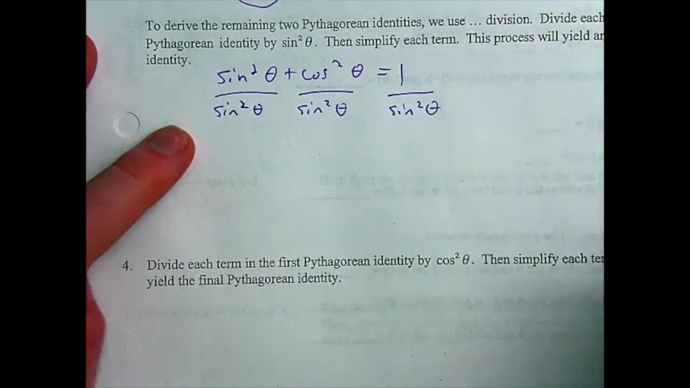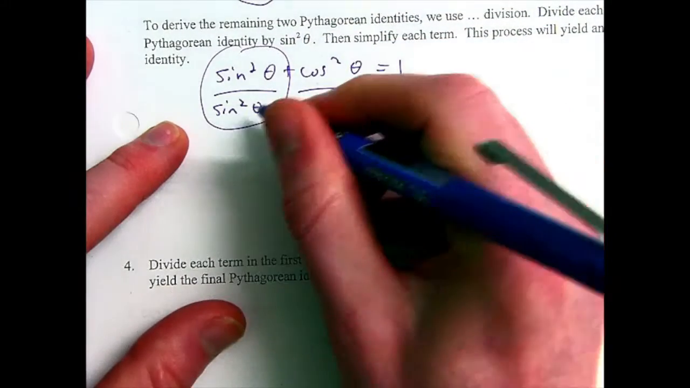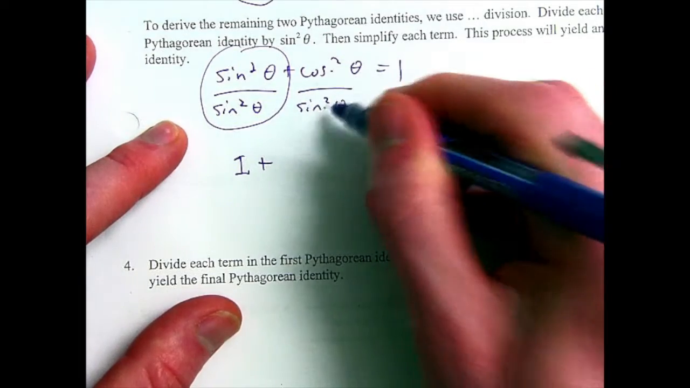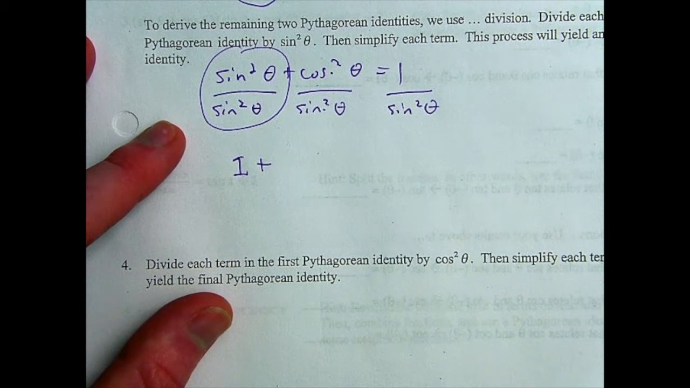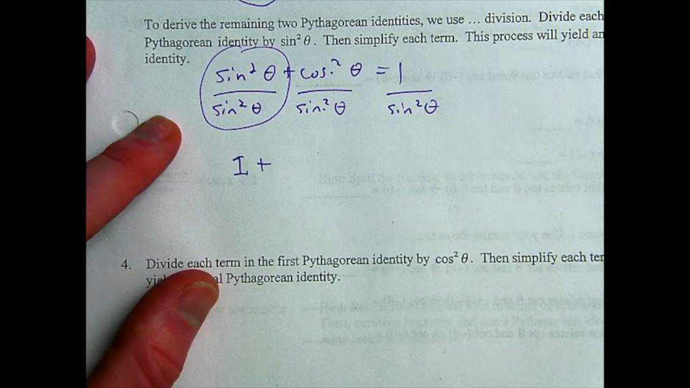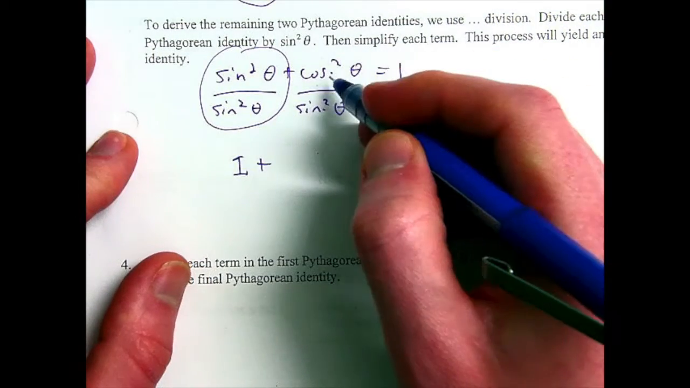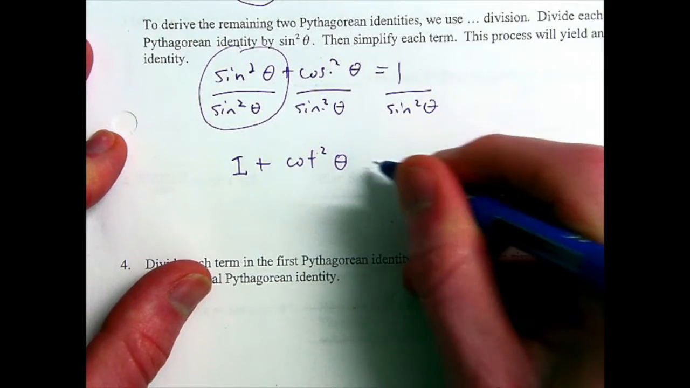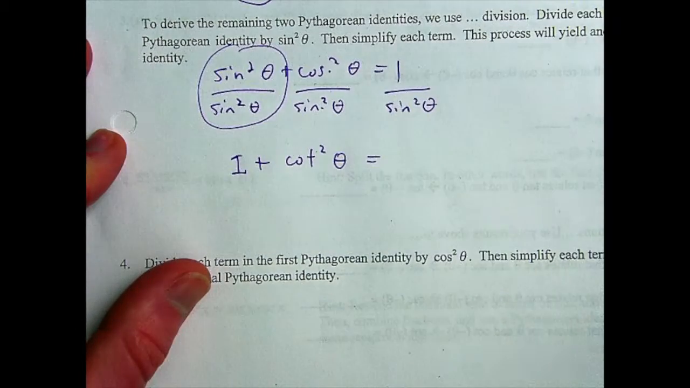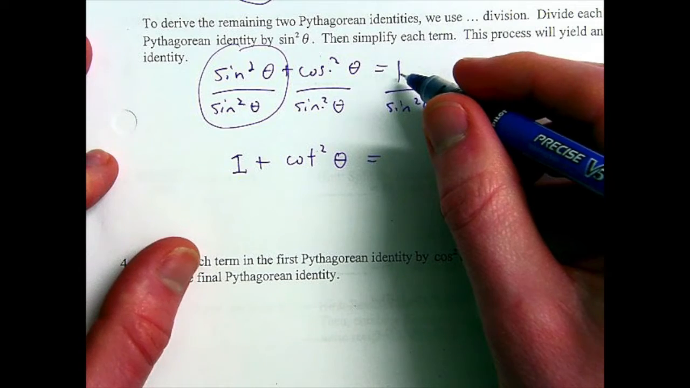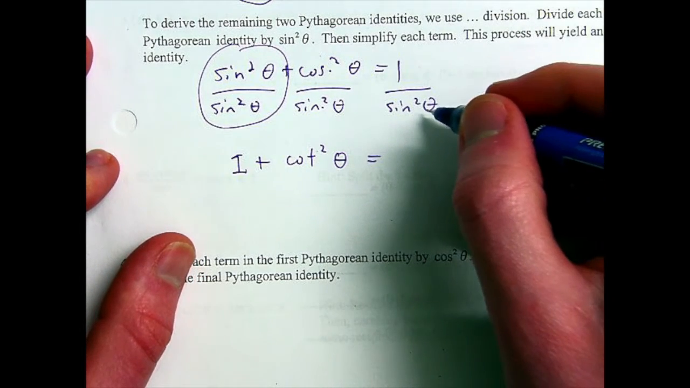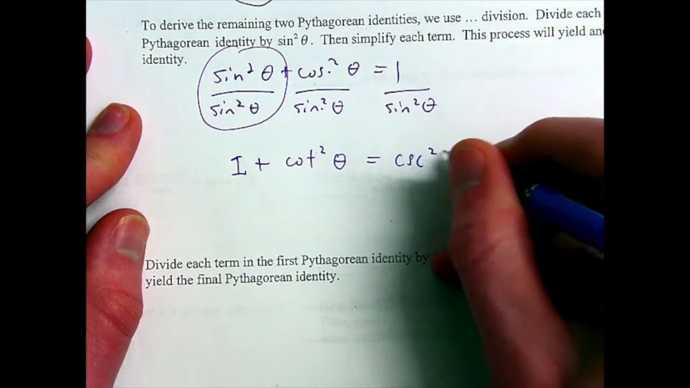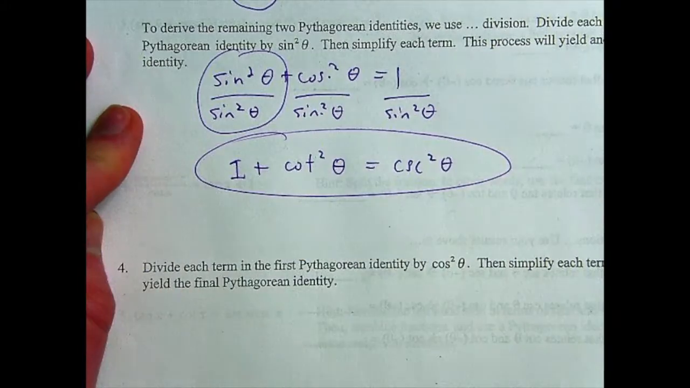Well, that actually can be simplified because sine squared theta over itself is, of course, just 1. Plus, now cosine over sine, you might remember from an earlier page, cosine over sine is in fact cotangent. But of course, this is cosine squared over sine squared, so this is actually cotangent squared theta. Equals 1 over sine squared theta. Again, you might remember the reciprocal identity. 1 over sine is in fact cosecant. Well, this is 1 over sine squared, so this is actually cosecant squared. That's the second Pythagorean identity.